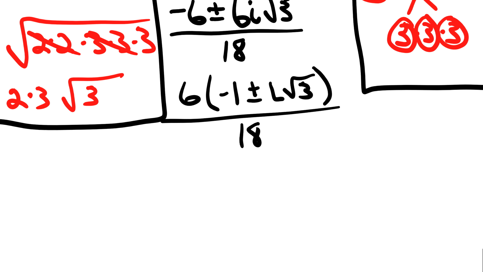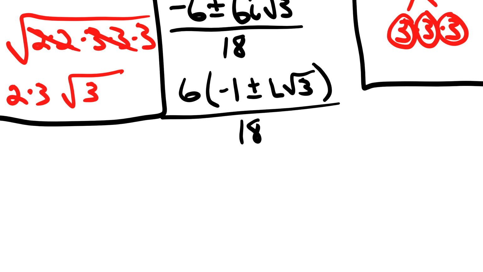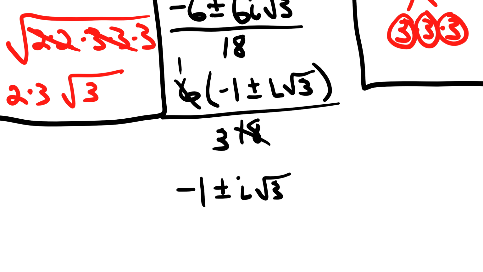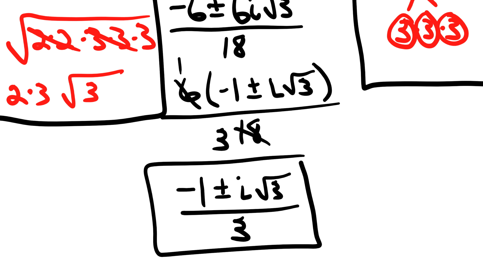And now I'm just going to simplify the 6 over 18. 6 goes into 6 once, 6 goes into 18 3 times. And herein lies my answer of negative 1 plus or minus i root 3 all over 3. And we're good.